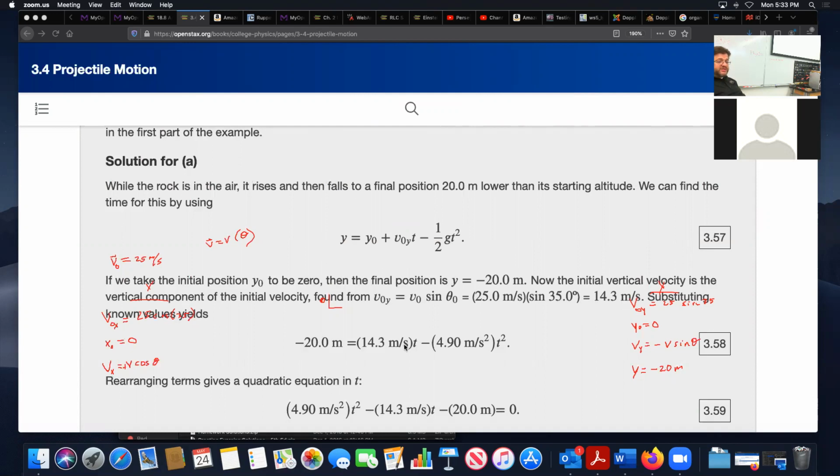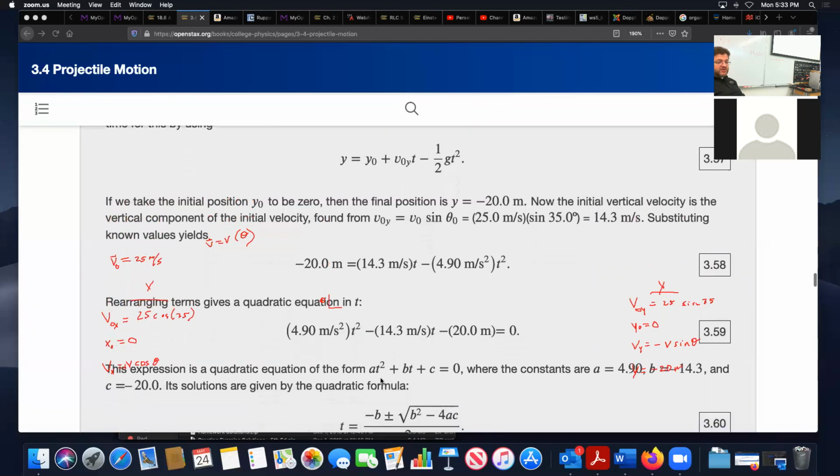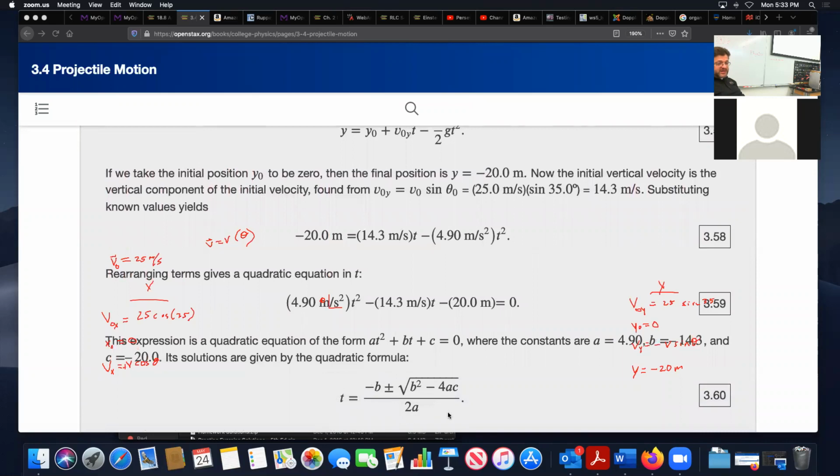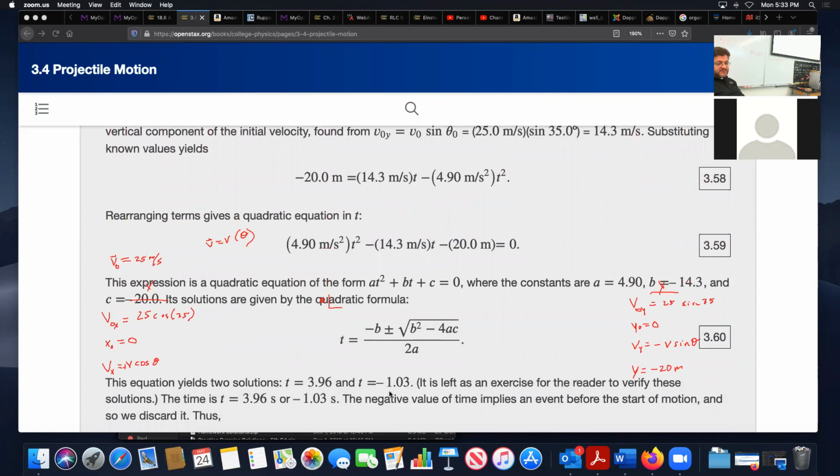So we plug all those numbers in and we get this equation, which happens to be quadratic in t. We rearrange it so that we get this version of it where you have something times t squared, plus something times t, plus something that's just a constant, equals 0. And then we know that this is a, this is b, including the negative sign, and this is c, and we can use the quadratic formula, which looks like this. Then we plug in those numbers and we find that t equals 3.96 and t equals negative 1.3.